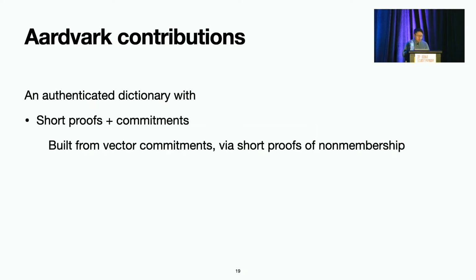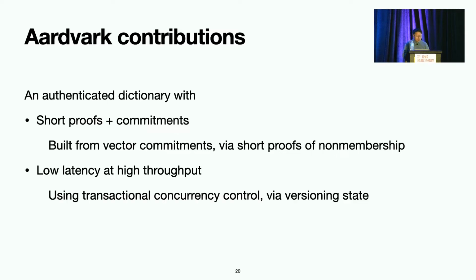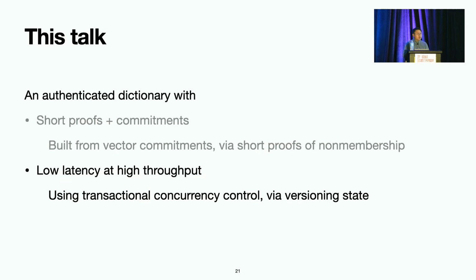To summarize our contributions, we designed Aardvark, an authenticated dictionary with short proofs and short commitments. The insight that allows us to build an authenticated dictionary from vector commitments is that we enable short proofs of an item's non-membership in the dictionary. Our second contribution is that Aardvark provides low latency at high throughput and does this with techniques from transactional concurrency control. In particular, today I'm going to talk about how we version the state in Aardvark to achieve this.